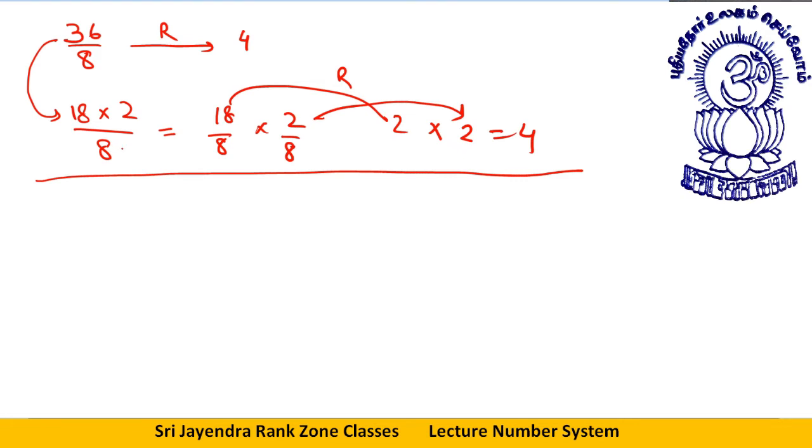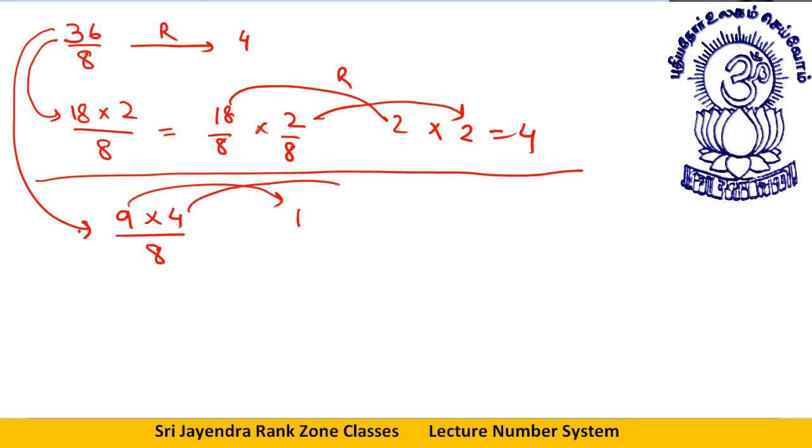This was the main concept which I needed to teach you. Let's say I express 36 as 9 into 4 divided by 8. 9 divided by 8 will give me a remainder 1. 4 divided by 8 will give me a remainder 4. So the final remainder will be 4. I hope it's clear to everyone. Let's move ahead.